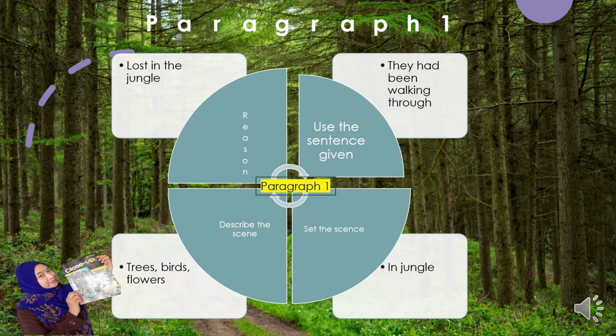Paragraph 1. First, use the sentence given. The sentence is, "They had been walking through the jungle." Then, you set the scene, which is in the jungle. Describe the scene, what you can see around you. Then, the reason why you are there, because you are lost in the jungle.